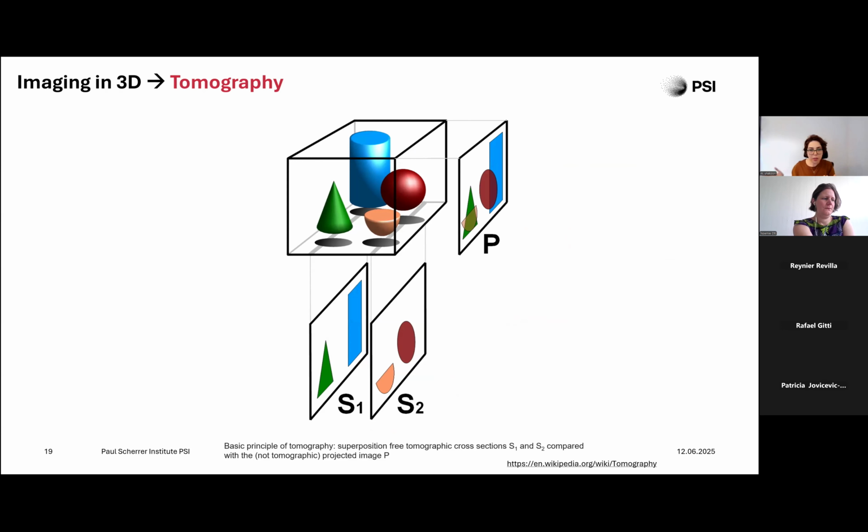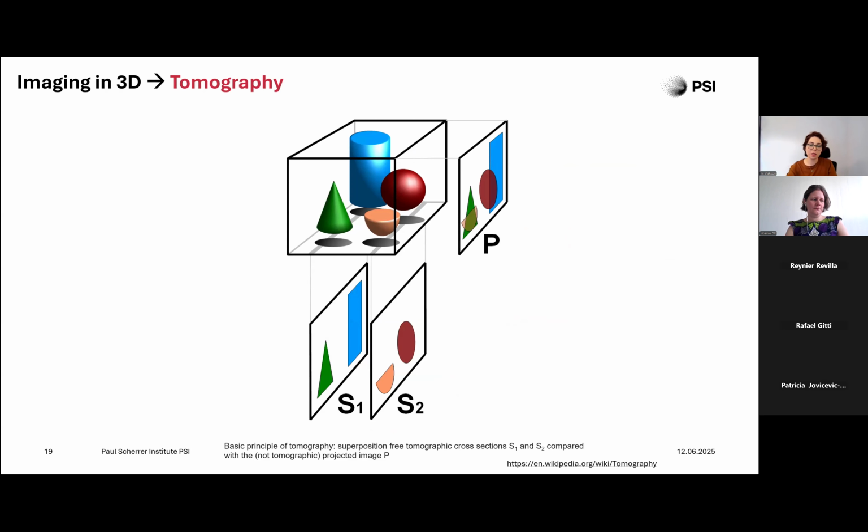Now that we talked about image formation, image formation in principle is done in 2D. We have a 2D detector, but depending on whether we rotate the sample or not, we can have a simple 2D image or we can have a tomography. This 2D image is called a projection.